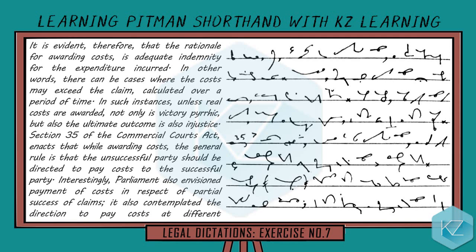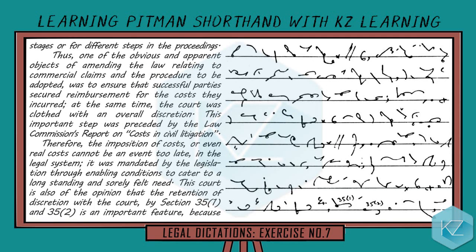injustice. Section 35 of the Commercial Courts Act enacts that while awarding cost, the general rule is that the unsuccessful party should be directed to pay cost to the successful party. Interestingly, Parliament also envisioned payment of cost in respect of partial success of claims. It also contemplated the direction to pay cost at different stages or for different steps in the proceedings.